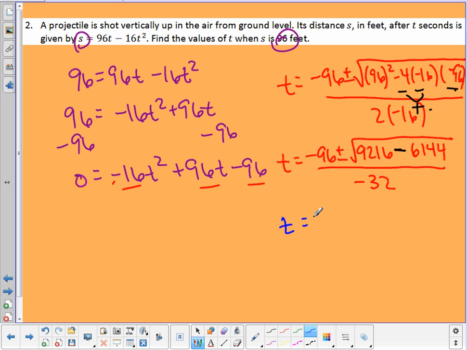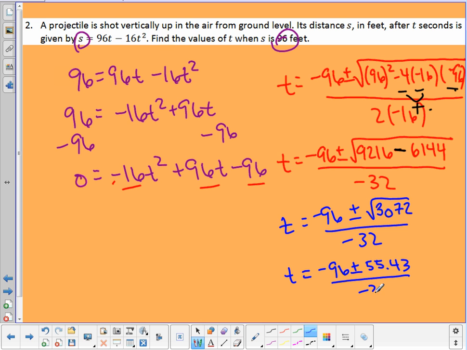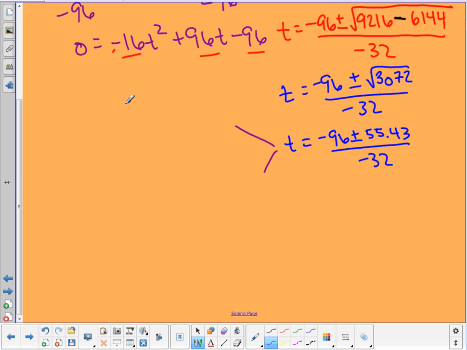Subtracting those, I have negative 96 plus or minus the square root of 3072 divided by negative 32. And taking the square root, I get t is equal to negative 96 plus or minus 55.43 approximately, all over negative 32. So then I'm ready to split it off. I'm going to split it off over here to the left since I have a little bit of space. I have the first one, t is equal to negative 96 plus 55.43, and that's all over negative 32.